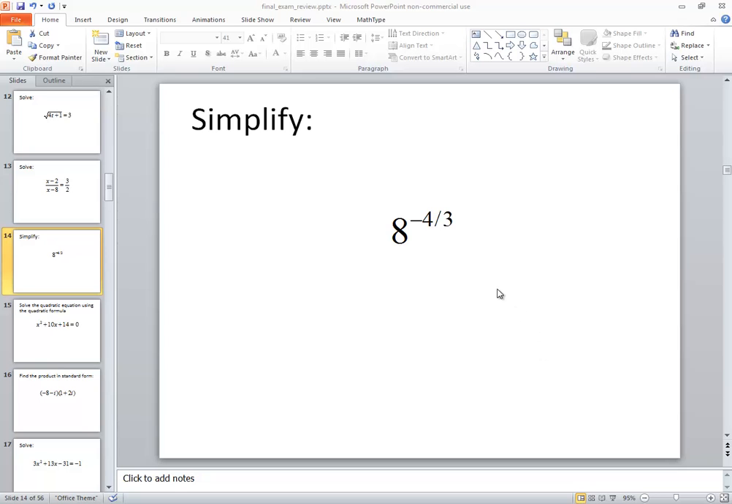Let's take a look at this problem. We're wanting to simplify a number to a fractional power. Now specifically, it's also got a negative in there. We'll discuss how to handle that. But let's first just in general talk about how do you handle a number to a fractional power where your numerator is greater than 1.